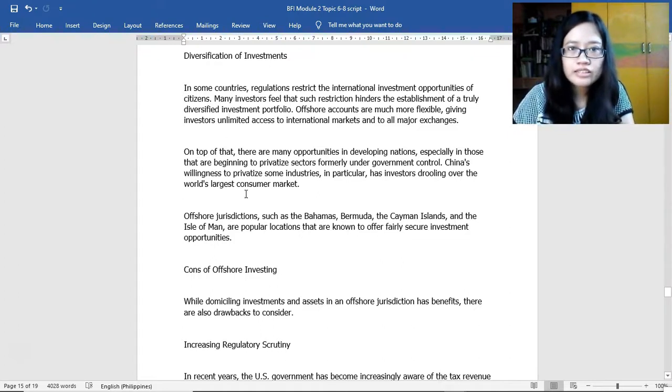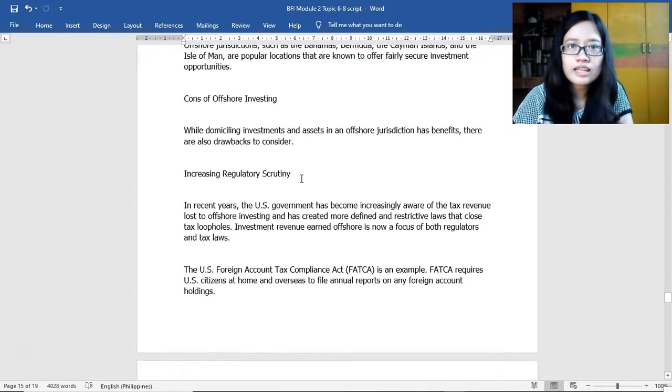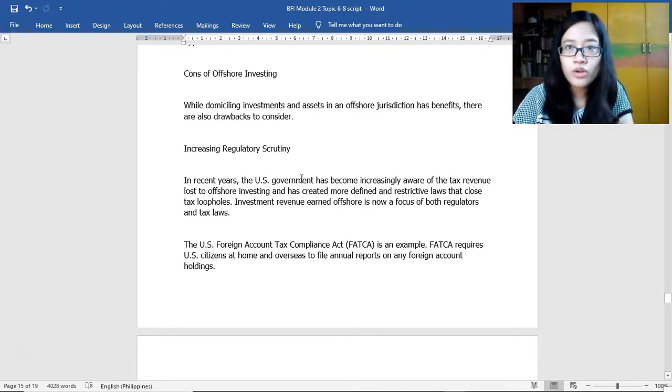They are after that. Offshore jurisdictions such as the Bahamas, Bermuda, the Cayman Islands, and the Isle of Man are popular locations that are known to offer fairly secure investment opportunities. Okay, so after the pros, we have the cons. While domiciling investments and assets in an offshore jurisdiction has benefits, there are also drawbacks to consider.